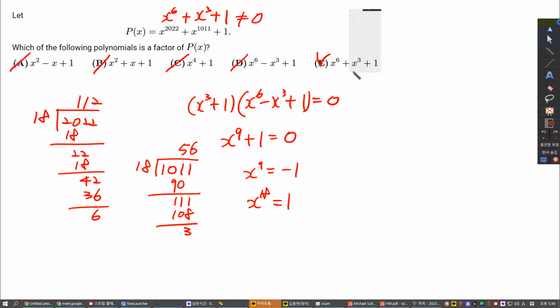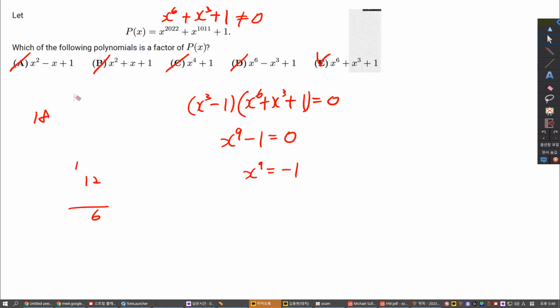But let's see why the expression in E is a factor of this P of X. We can do a similar thing here. If this is plus, this is minus. So that means like this. We don't have to look at the 18th power here. So x to the 9th power is 1. So actually, I think the remainder is the same.